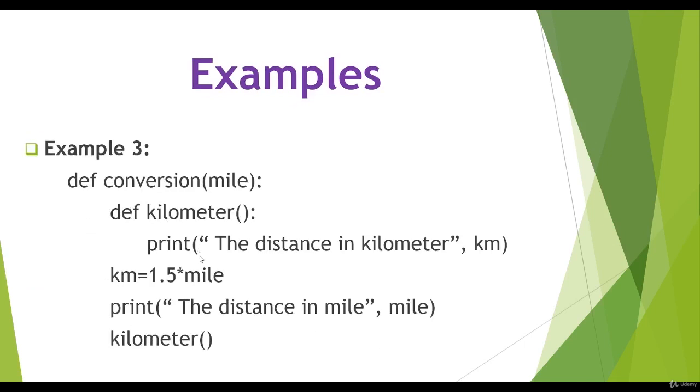In the third example, here we have a function conversion, and within this function another function is wrapped. And in this inner function, when it searches for the variable kilometer, it is not defined inside this function. So from the local it goes to the enclosing function. Here the variable kilometer is defined, so it takes the value from this and then it will print the distance of kilometer, whatever is the value.